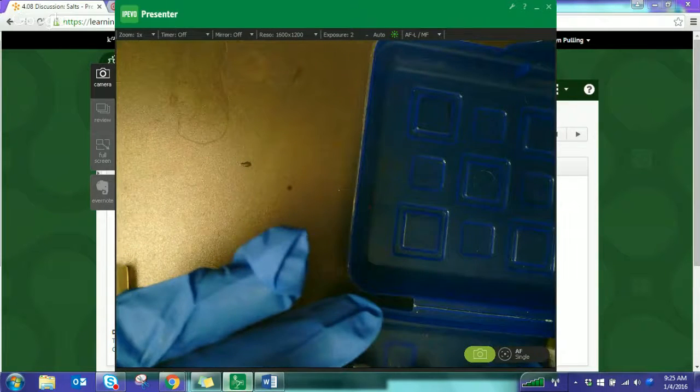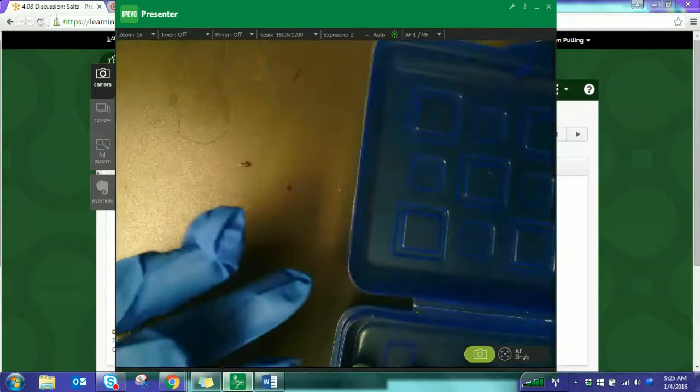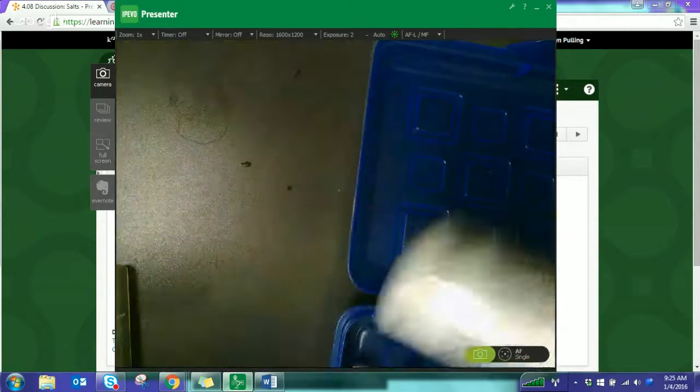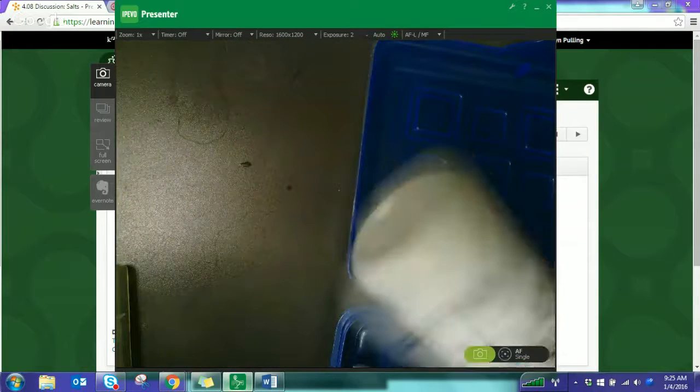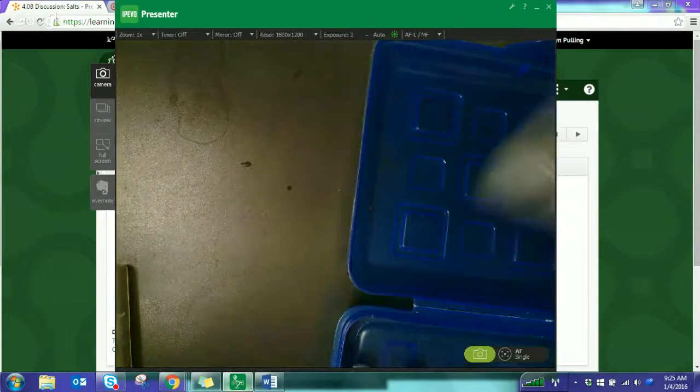That has a yellow hue to it, as does potassium chromate 0.2 molar. And last but not least, silver nitrate 0.2 molar. Silver nitrate is in a solid bottle instead of a transparent one, because light will actually cause the silver in the silver nitrate to come out of solution. So we have to protect it from light.